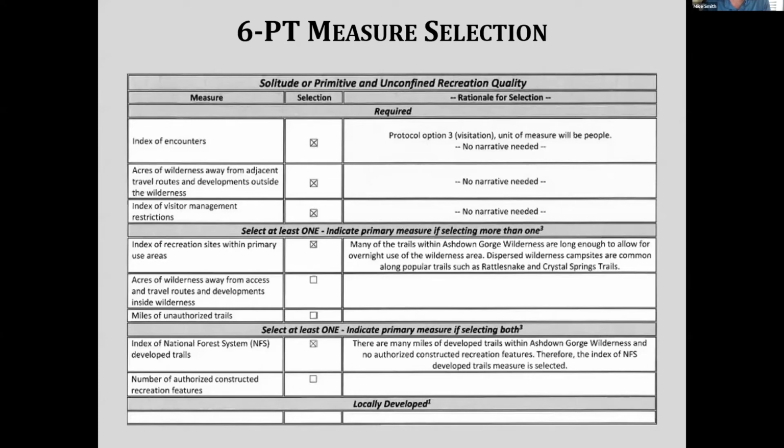And again, so 2 point, 4 point, those are done well. They should make your measure selection process a little bit easier because you're very well informed from your documentation, from your narrative, on what your wilderness should be looking at, what it should be focusing on.